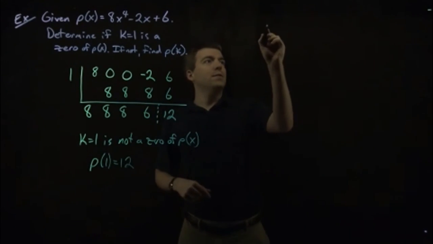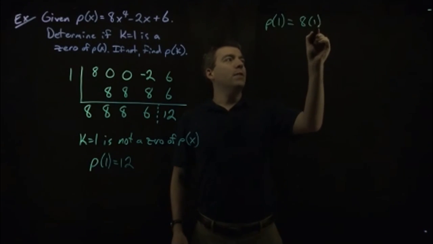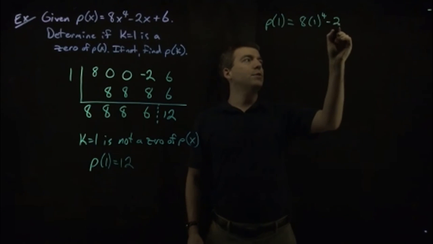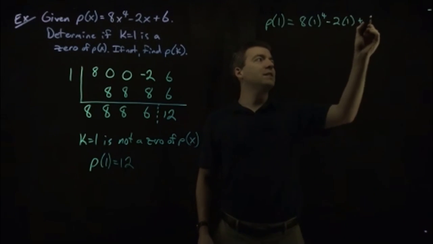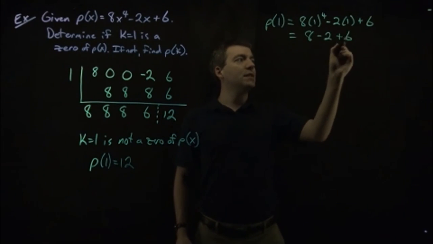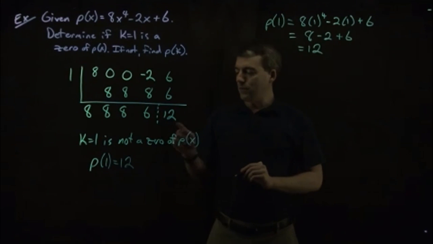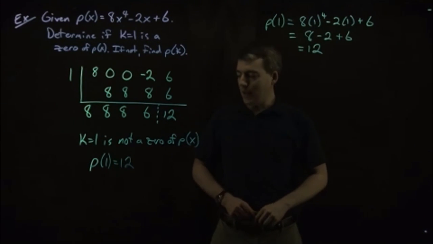So we'll just do this very quickly. P of 1 is going to be 8 times 1 to the fourth minus 2 times 1 plus 6. That gives us 8 minus 2 plus 6. 6 plus 6 is 12. Very quickly using the synthetic division algorithm.